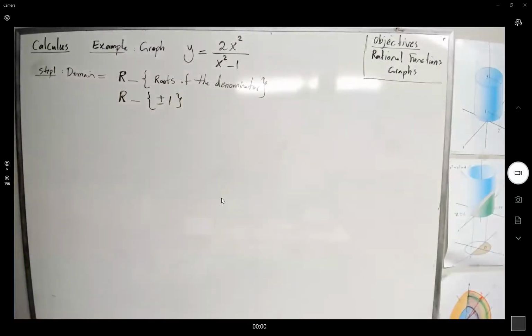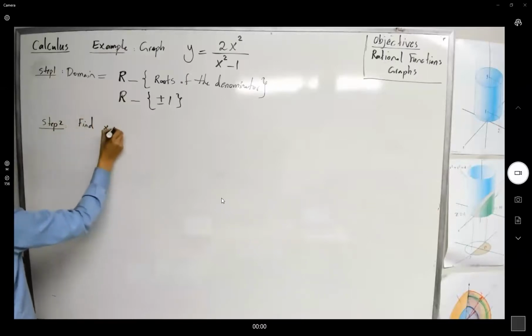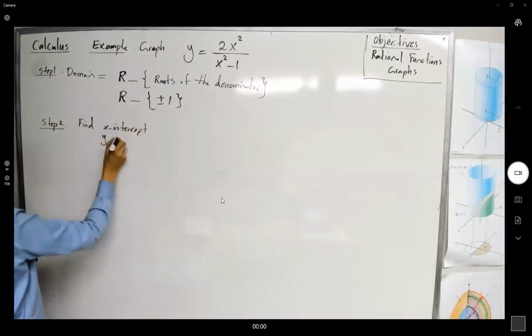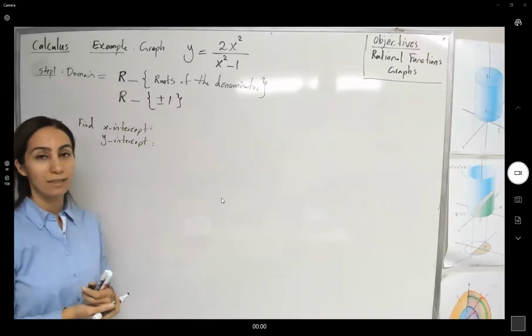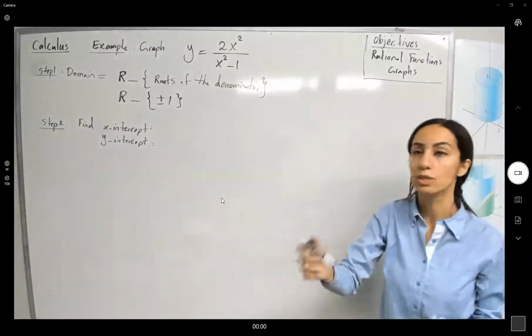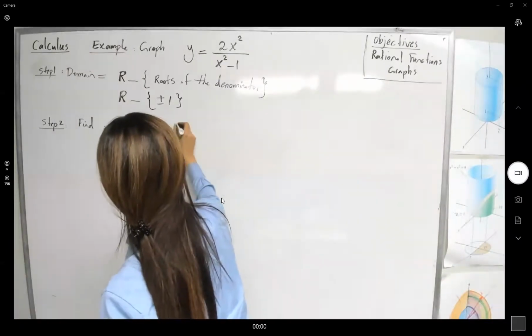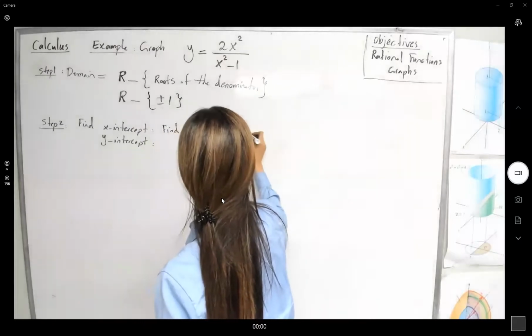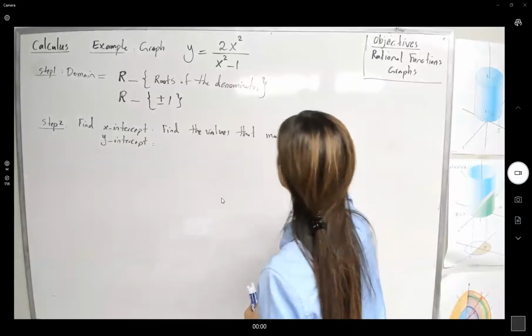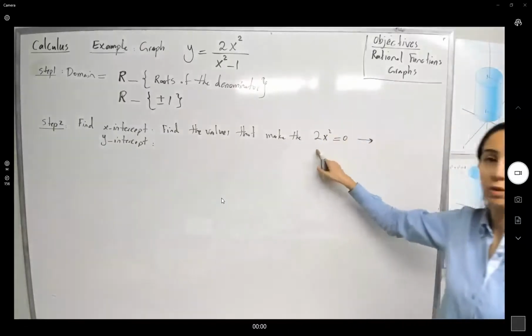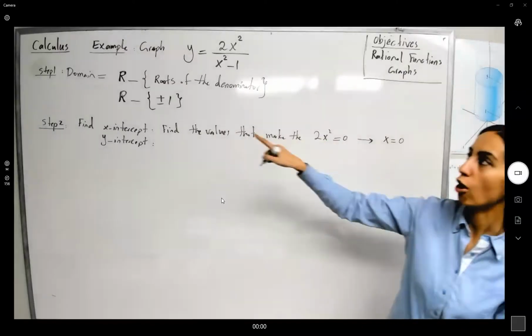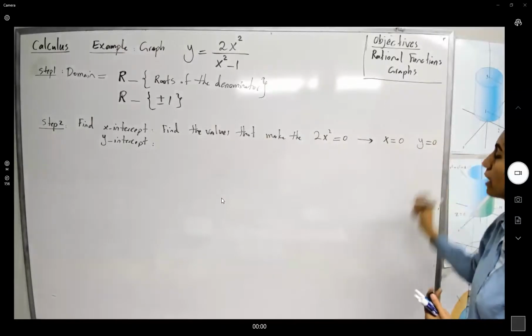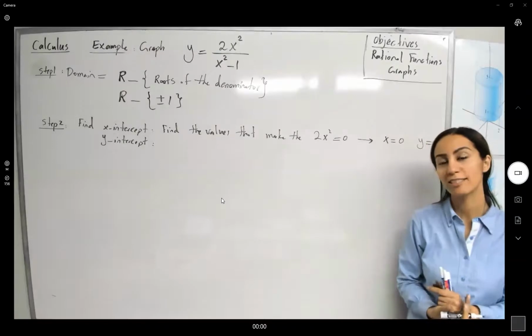So in the next step, step 2, find the x-intercept and y-intercept. Well, to find the x-intercept, we're looking for the values that make the numerator equal to 0. So by solving the numerator equal to 0, you only have one x value. X is equal to 0. When x is 0, your y is going to be 0. This is your x-intercept. At the origin, the graph hits the x-axis.